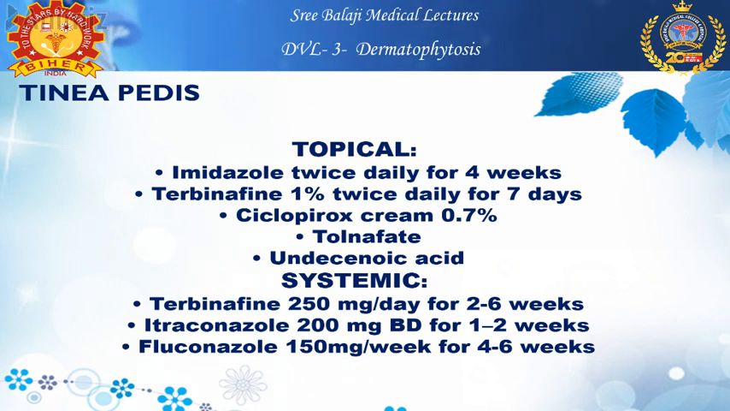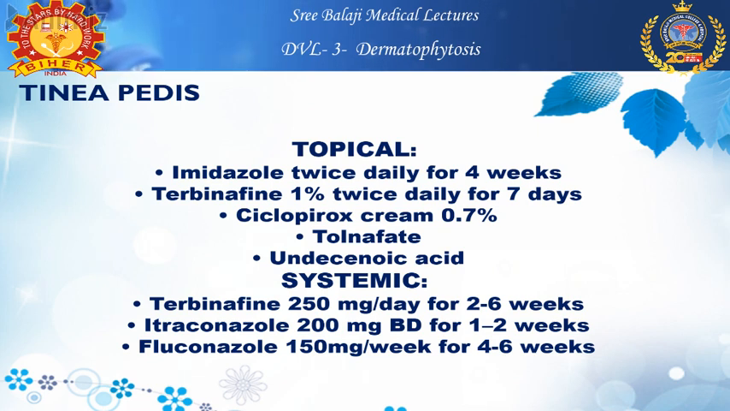And usually for tinea corporis, tinea faciei and tinea cruris, topical therapy is more than sufficient if the lesions are quite limited. If the lesions are numerous and involve almost 30 to 40% or more of the body surface area, then we can go for systemic therapy. Systemic therapy with these drugs can be given for 4 to 8 weeks for proper resolution.